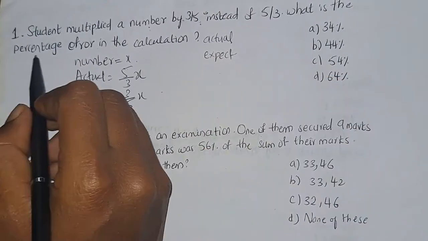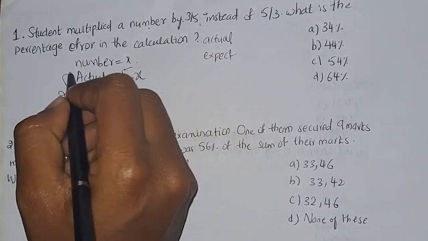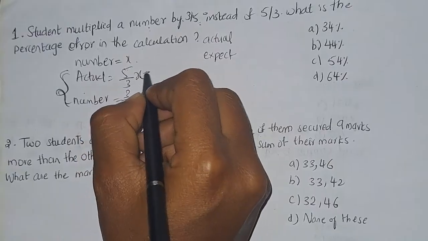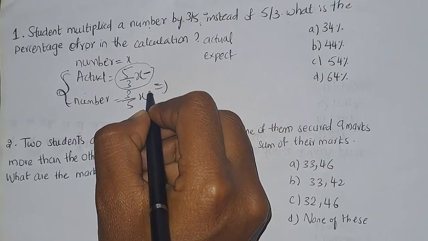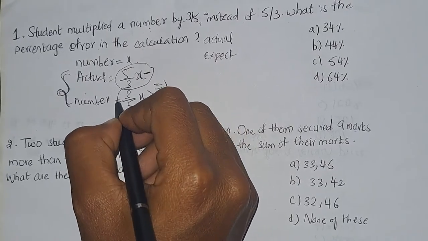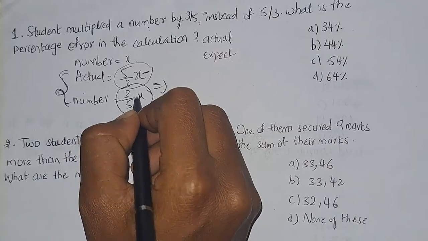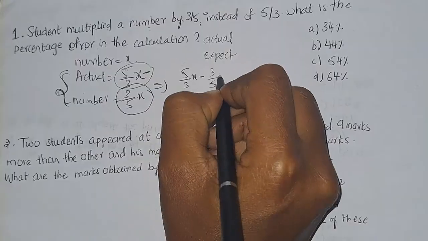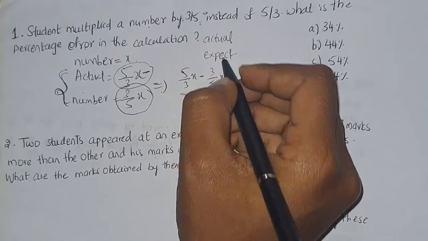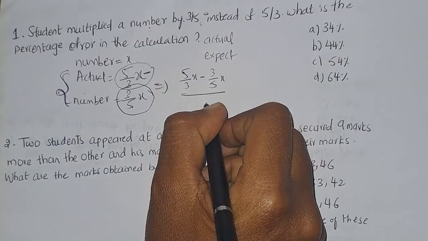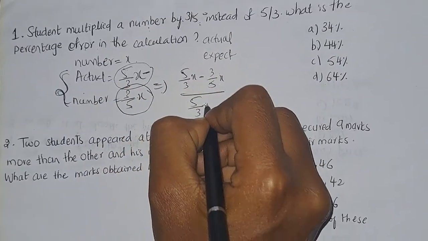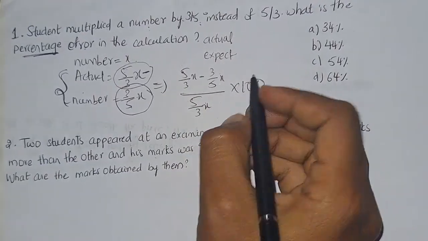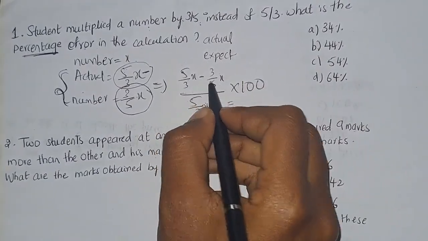Now you have to find the percentage error in this calculation between the two numbers. So how will you find it out? Actually this is our number, but due to some mistake you multiplied by 3 by 5. So 5 by 3x minus 3 by 5x will give you the error. You have to take the actual number, 5 by 3x, to find the percentage, into 100.